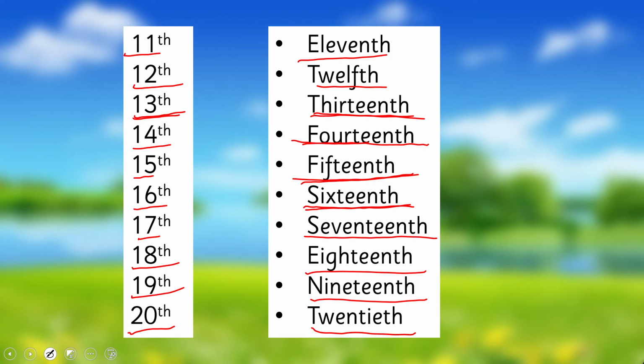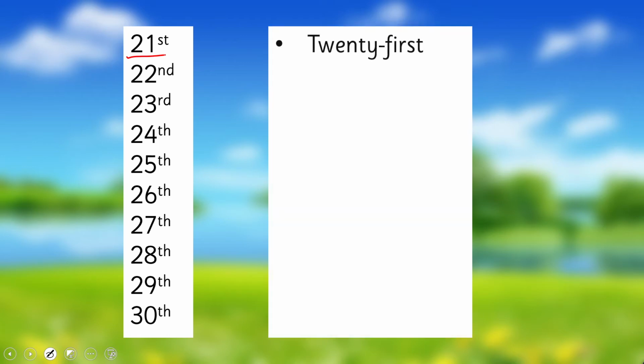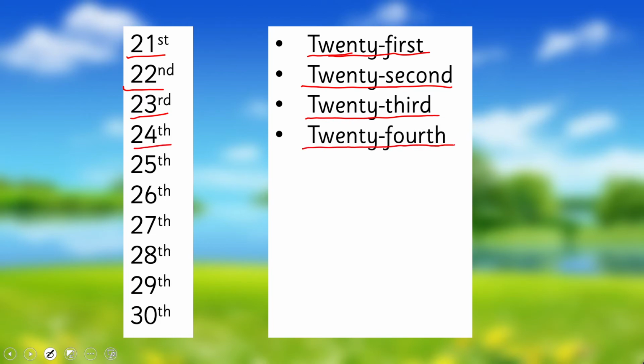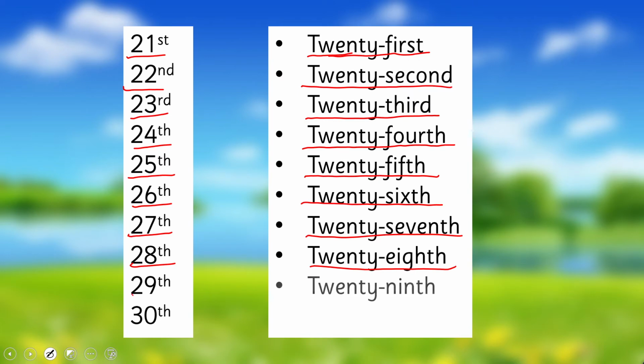What comes after 20? 21. But when it's ordinal number, it becomes 21st. And how do we write it? 21st. The way we are saying it, likewise we can write it in words. 22nd, 23rd, 24th, 25th, 26th, 27th, 28th, 29th, and 30th. You understand?